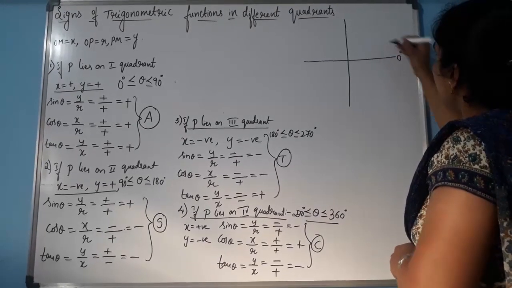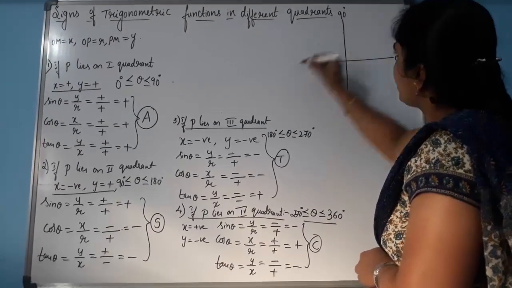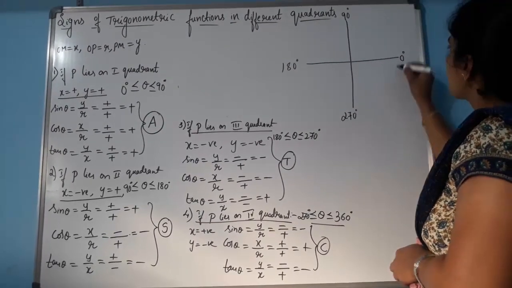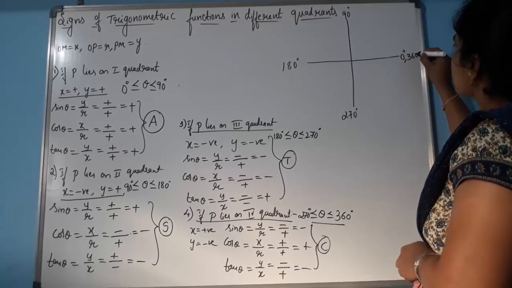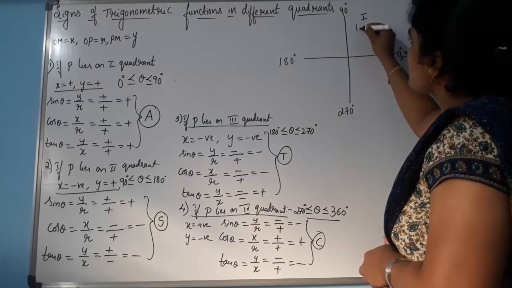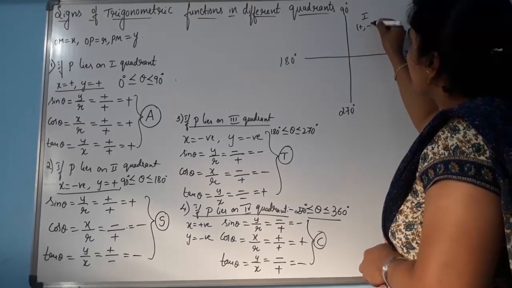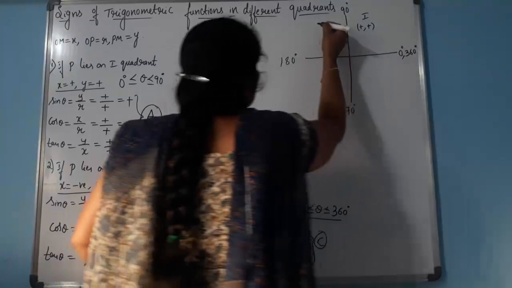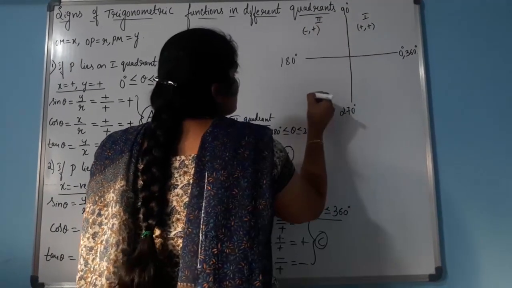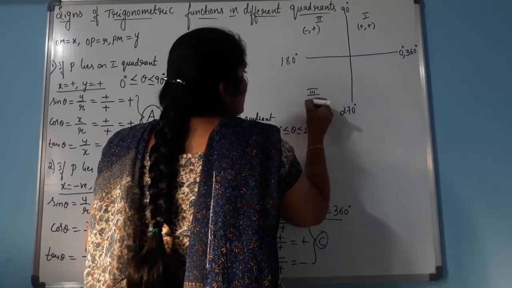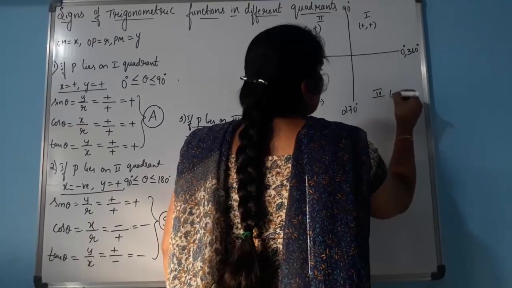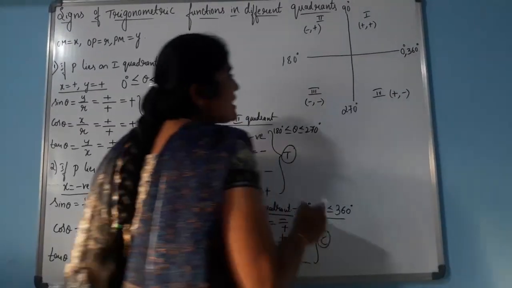See here, 0 degree, this is 90 degree, this is 180 degree, 270. After completing one rotation, this comes to 360 degree. So this is first quadrant. In first quadrant, both x and y are positive. In second quadrant, x is negative, y is positive. This is the third quadrant. In third quadrant, both are negative. This is fourth quadrant. In fourth quadrant, x is positive, y is negative.